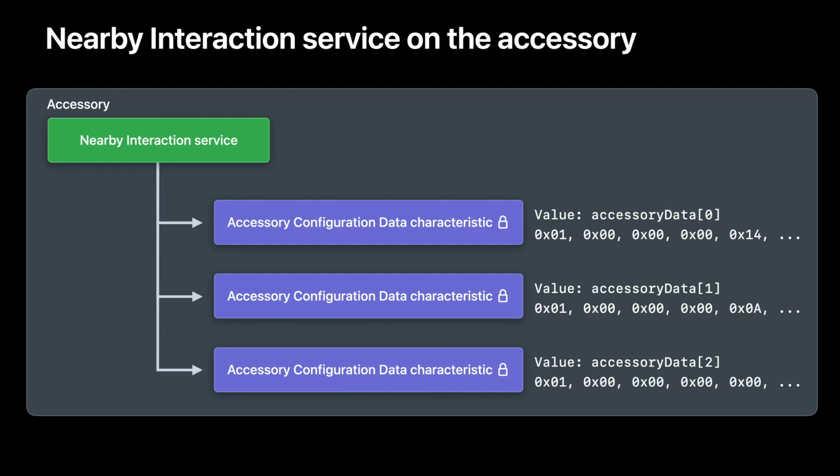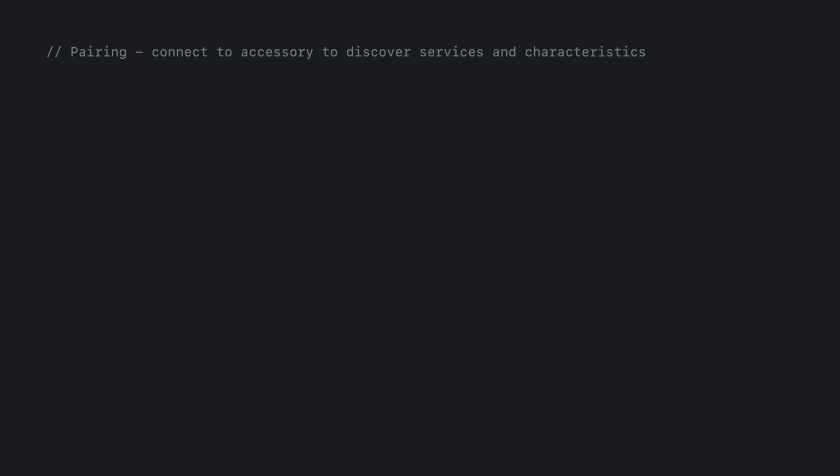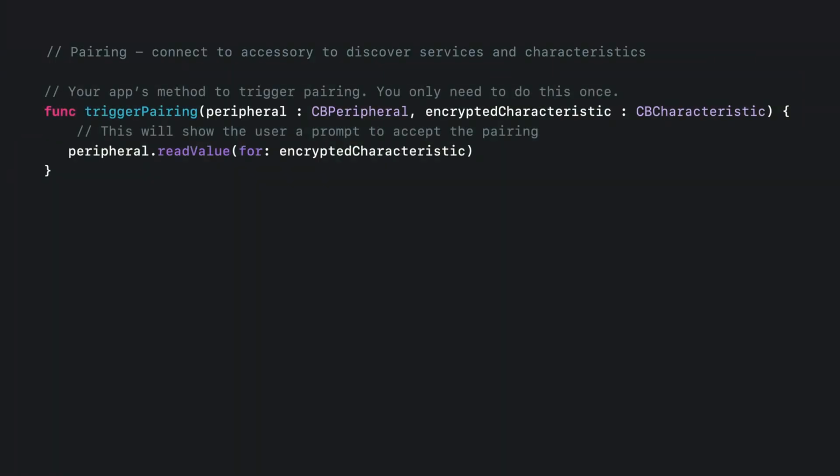Let's turn to what you need to implement in your application by diving into some code. Accessory background sessions require that the accessory is LE paired to the user's iPhone. Your app is responsible for triggering this process. To do this, implement methods to scan for your accessory, connect to it, and discover its services and characteristics. Then, implement a method to read one of your accessory's encrypted characteristics. You only need to do this once. It will show the user a prompt to accept pairing.